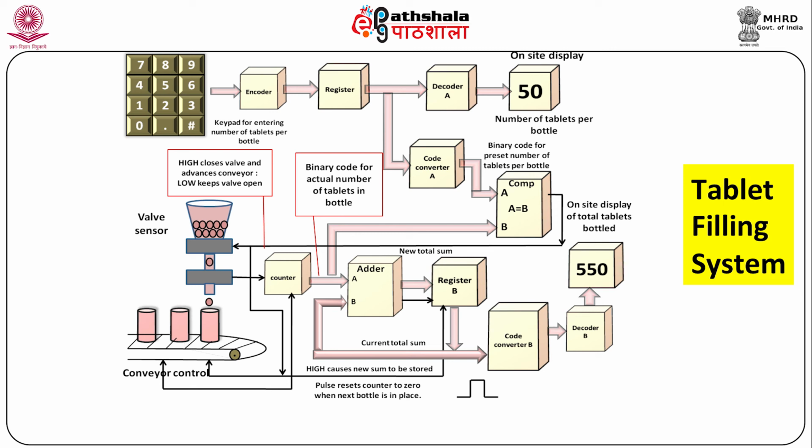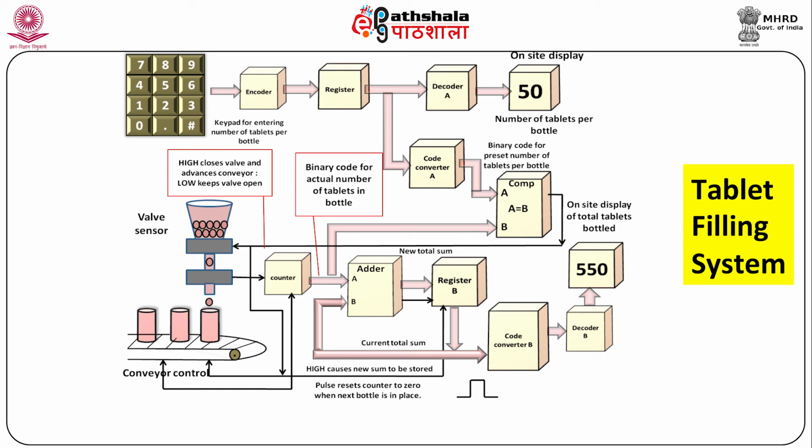of tablets. In the display portion of the system, the number in the counter is transferred in parallel to the input A of the adder, and the B input of the adder comes from parallel register B, which holds the total number of tablets bottled up through the last bottle filled. For example, if 10 bottles have been filled, and each bottle holds 50 tablets, register B contains the binary representation for 500.